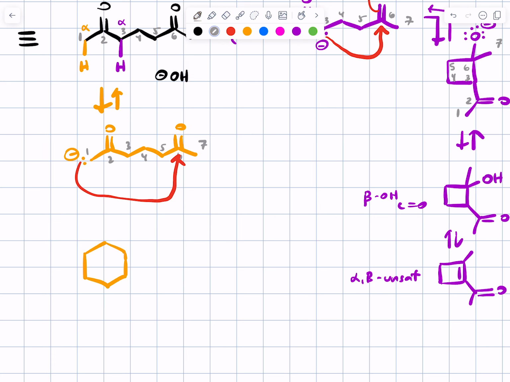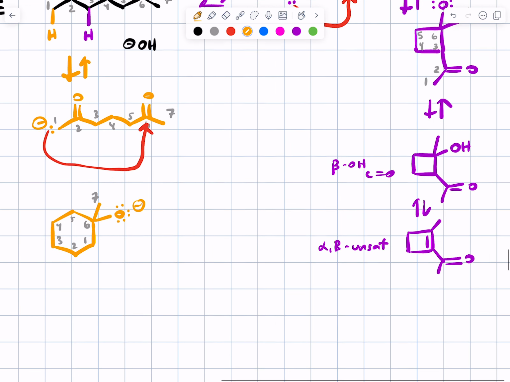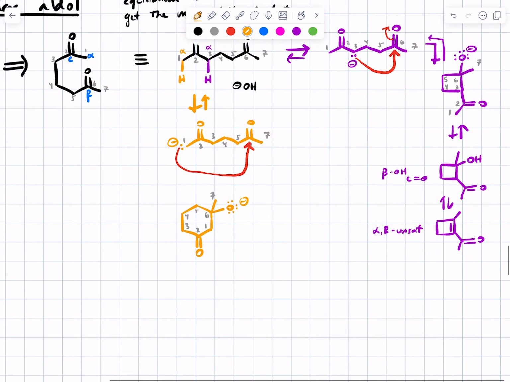Let's choose this one to be 6, 5, 4, 3, 2, and 1. The bond that we made, the new bond, is the one between 1 and 6. 6 is still attached to carbon 7, and it used to be attached to the carbonyl carbon. It's now a negatively charged oxygen in our tetrahedral intermediate. 2 used to be attached to carbon 1, and 2 has a carbonyl on it. So that's the aldol, that's the tetrahedral intermediate.